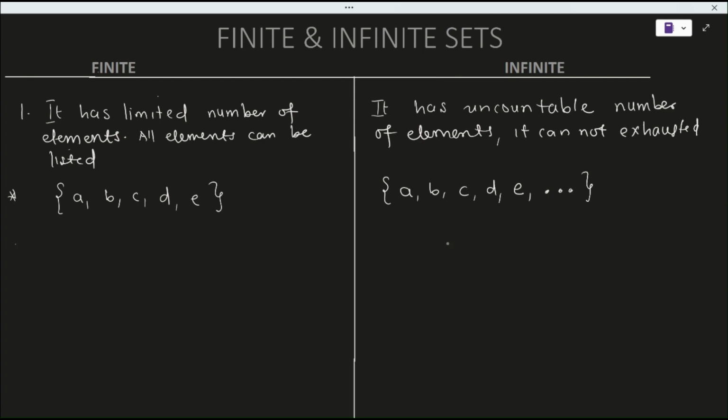Then another example, it's this one. Let's say you have 2, 4, 6, 8, 10. This is also a finite set because it has only 5 elements. But it becomes infinite if we write it this way: 2, 4, 6, 8, 10, then let's put dash dash, it continues. This becomes infinite.